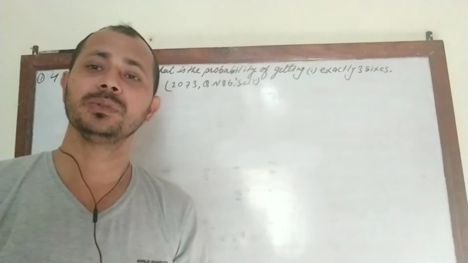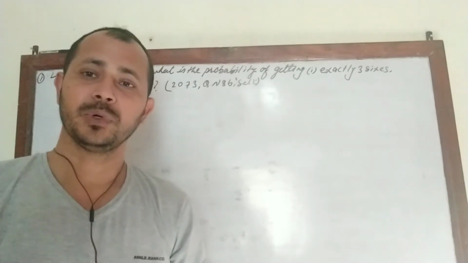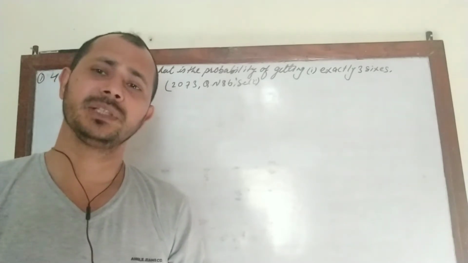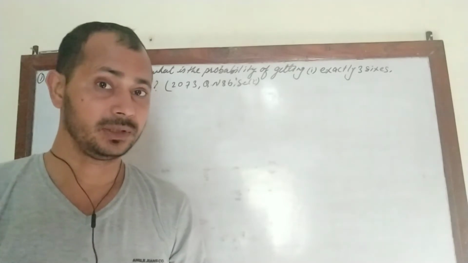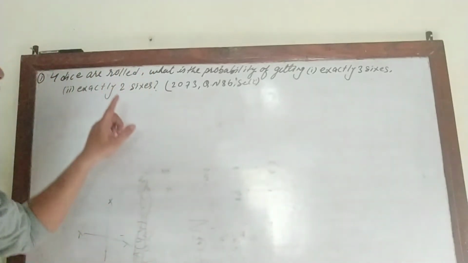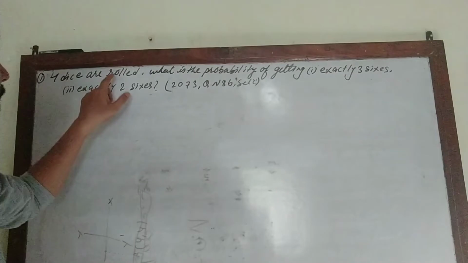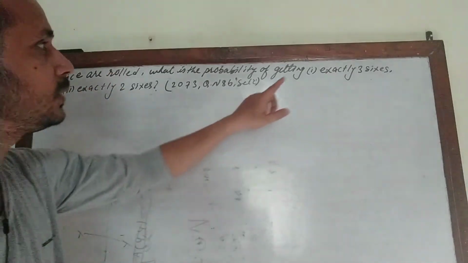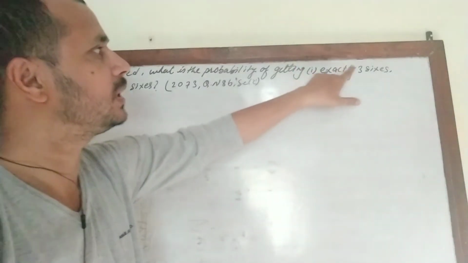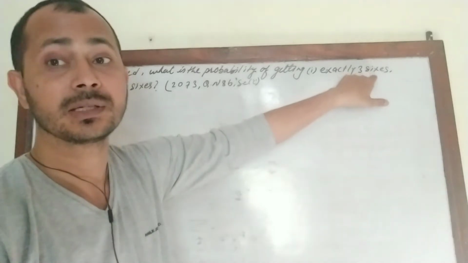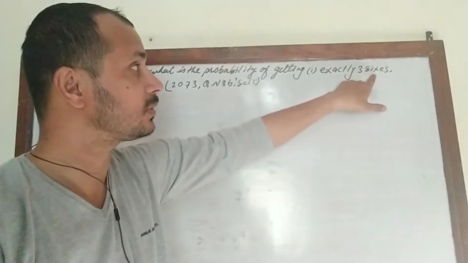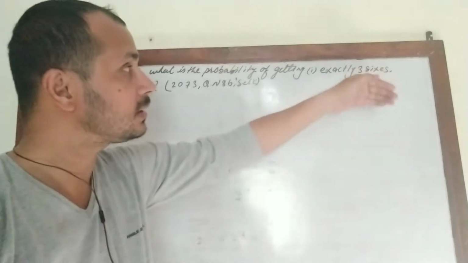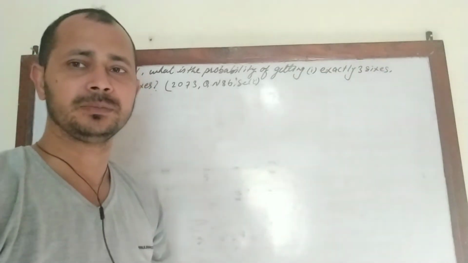We need to go through certain points to determine whether the problem is related to binomial distribution or not. So for this, 4 dice are rolled and we are concerned with 6. This is our successful outcome. We need 6. So either 6 will come or 6 will not come.